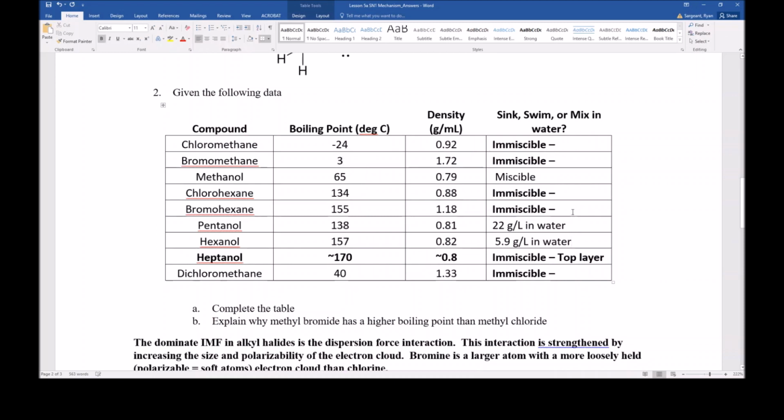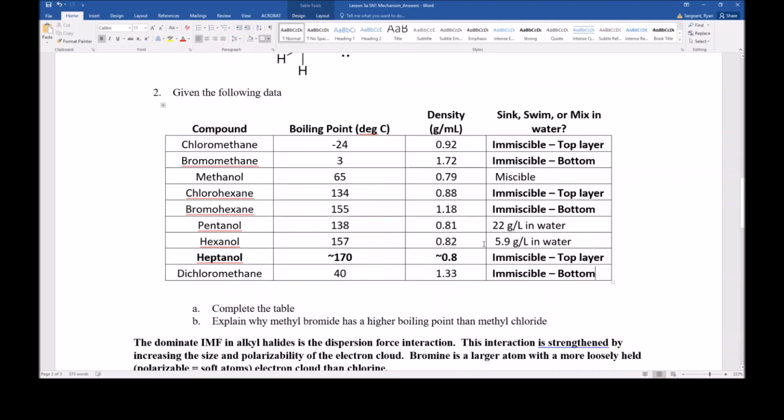And whether they're on top or bottom depends on the density. So chloromethane has a density of 0.92. That is a smaller value than the density of water, so we would expect it to float. It would swim. The top layer is where we'd find it. Bromomethane has a density much greater than water, and so you would expect to find that on the bottom. It would sink. Chlorohexane would be on the top layer, and bromohexane would be on the bottom. And I'm just going here based off the densities. Dichloromethane right here has a density greater than 1, and so that would be on the bottom. It would sink.